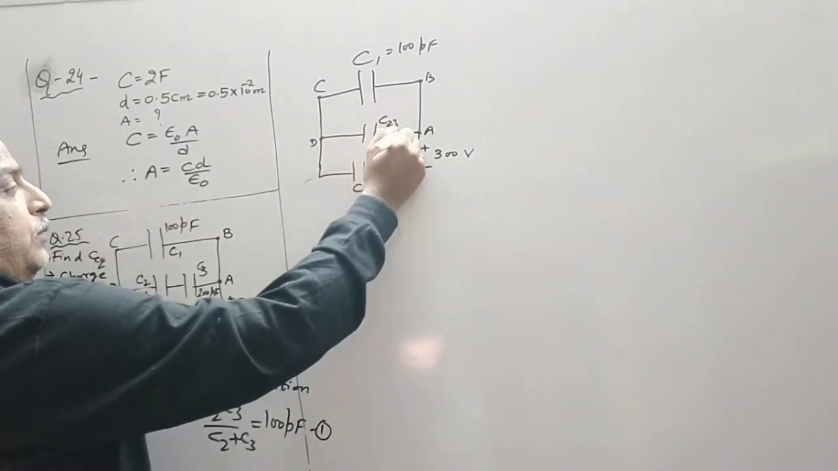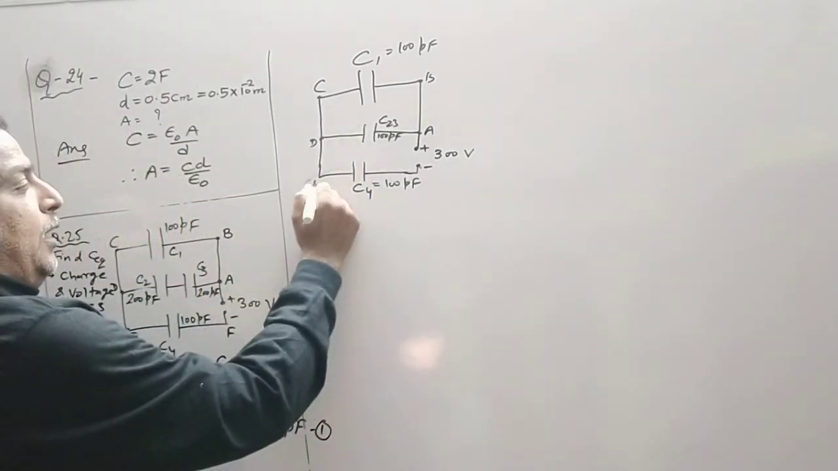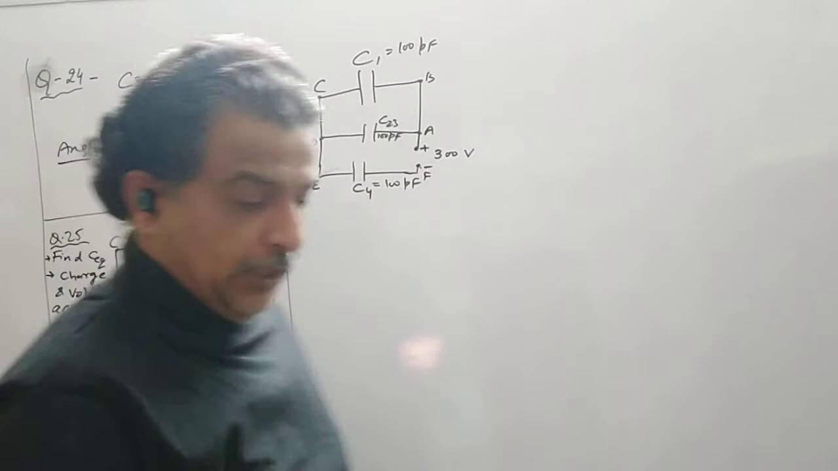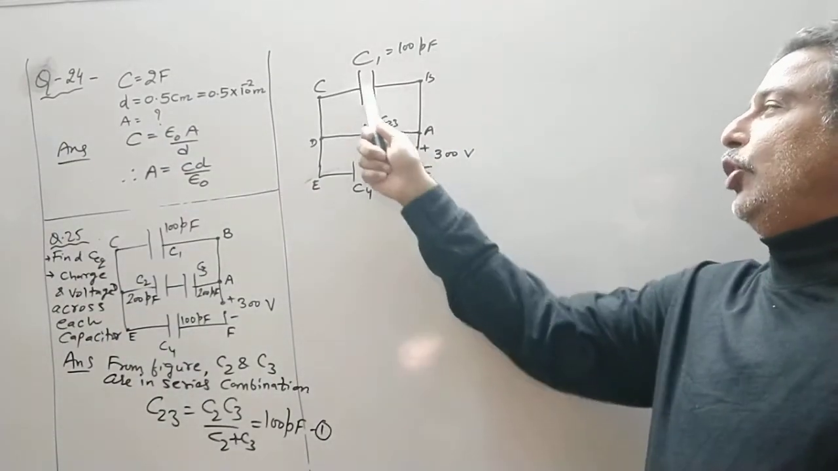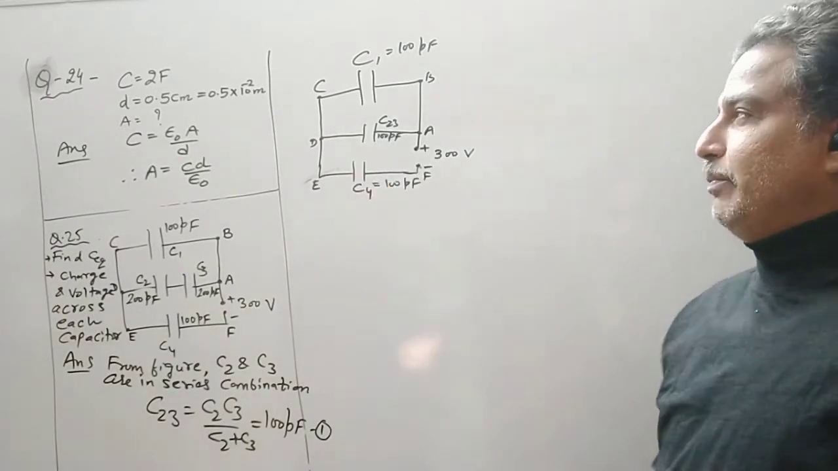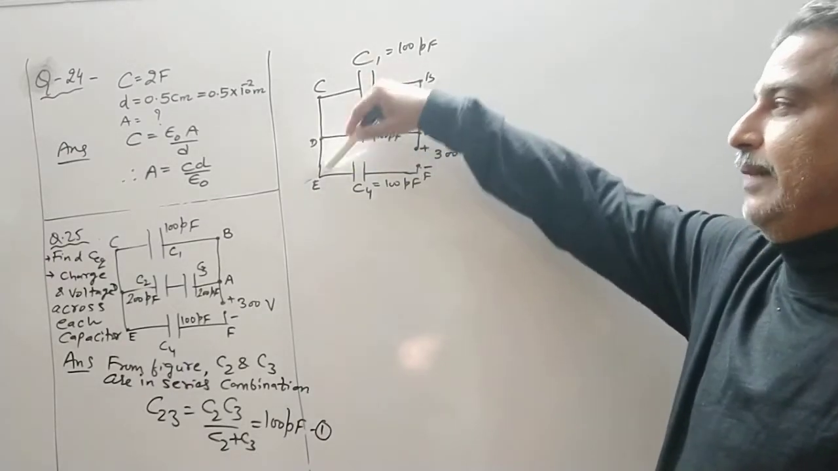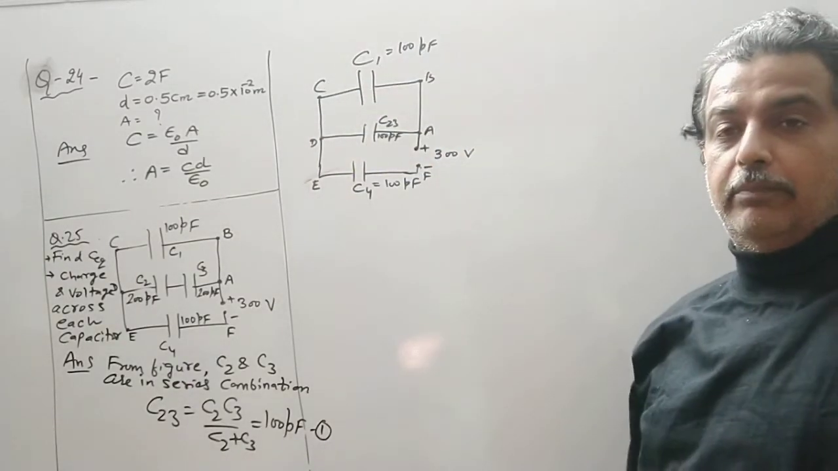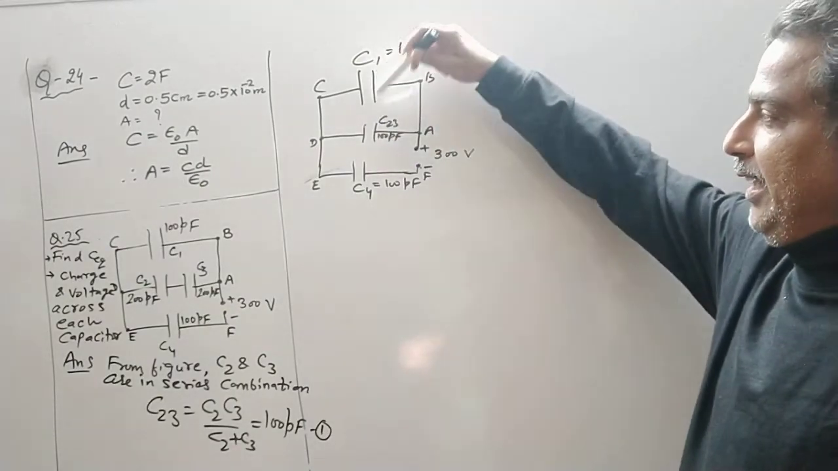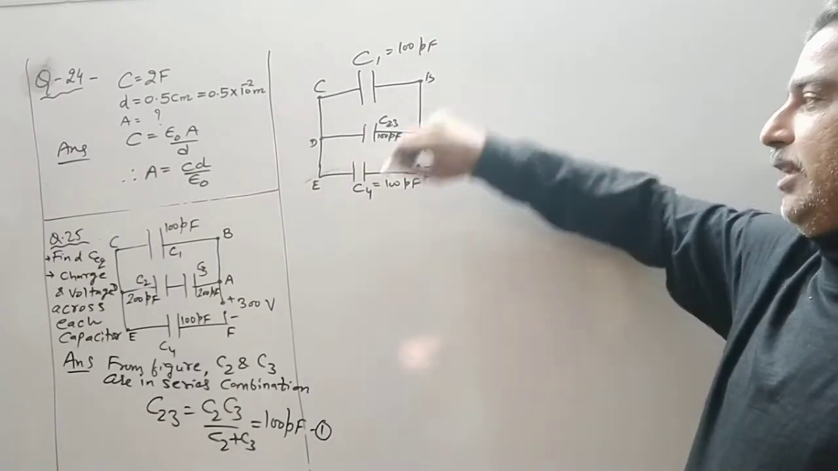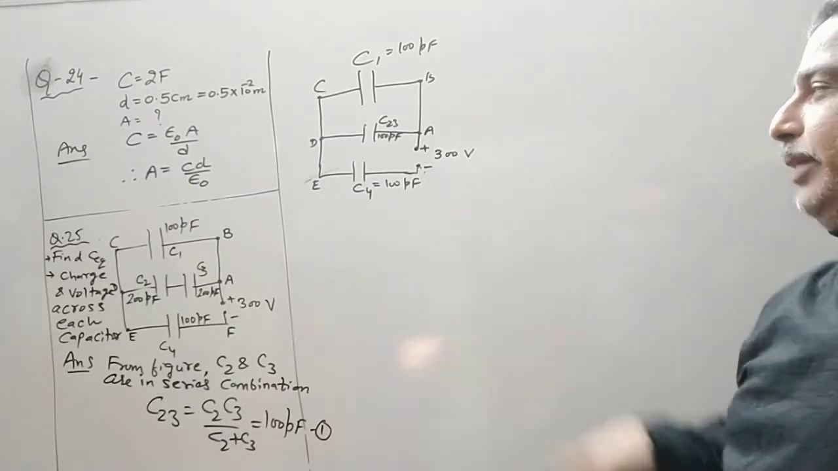Sometimes some students directly treat this as a parallel combination. They think that all 3 capacitors are in parallel combination, but see the first plates of each capacitor. The first plate of C1, C23 and C4 is at the same potential. But if you see the second plate of C1, C23 and C4, C1 and C23 have a common point, AB, but C4 has a new point, that is point F. So they are not in a parallel combination.